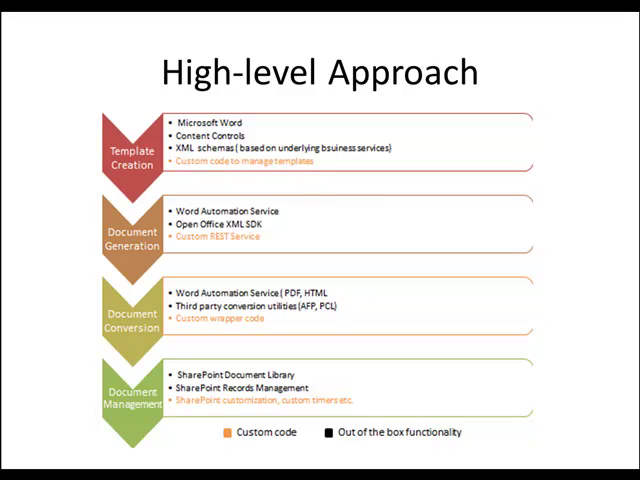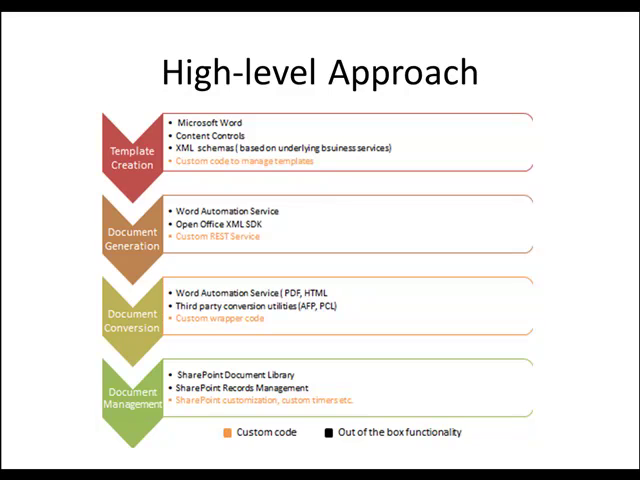The third step is that we convert the Word document that was generated by binding the template to data into a PDF file, which we can then send to a printer. Out of the box, there's support for Word to PDF, and we can use third-party utilities to convert into other formats listed there, like AFP. The last step is the document management part, where we can take the generated document, store it, version control it, mark it as a record, or archive it.